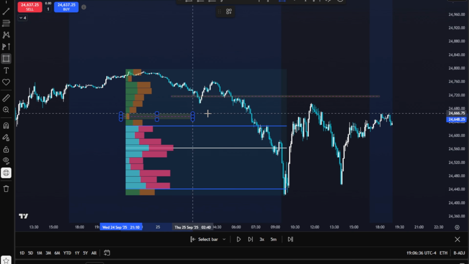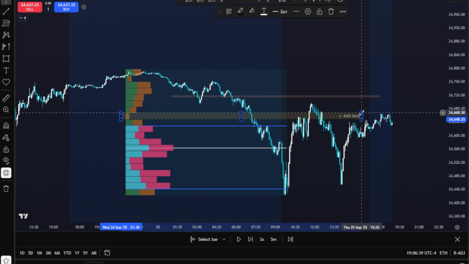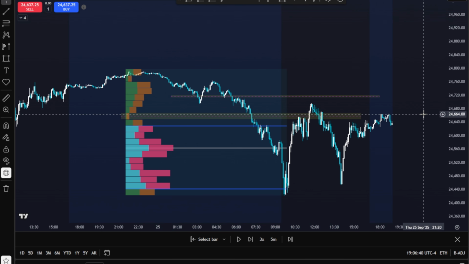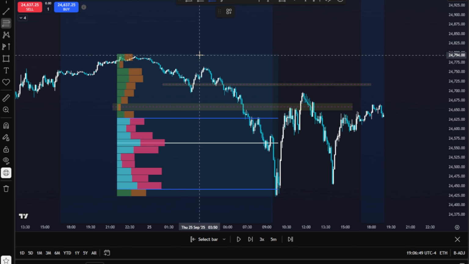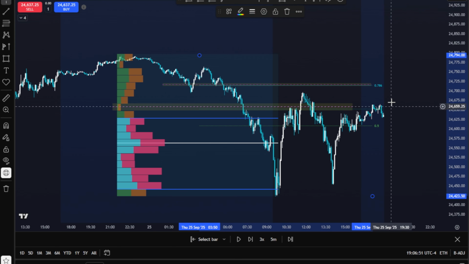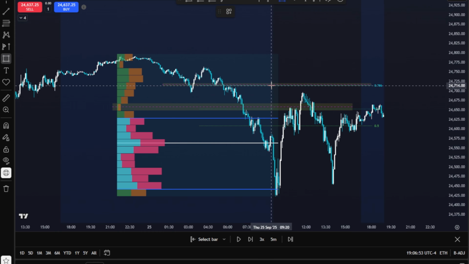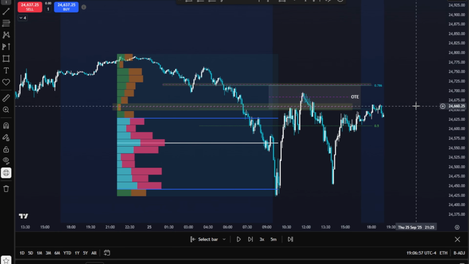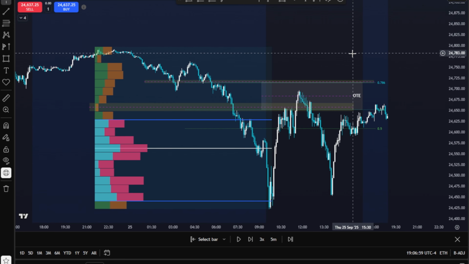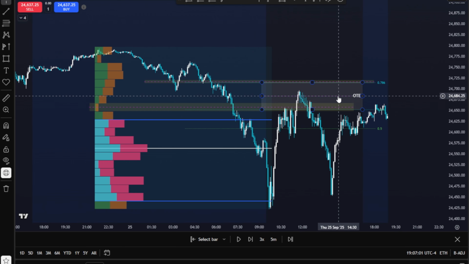You can see there is a low volume node over here, right? This essentially will be the entry that you want to look for. And then you can leverage any OTE you want from the high to the low. This is within the OTE zone. Let me mark that out. So this is our OTE zone. You can use that as an entry.